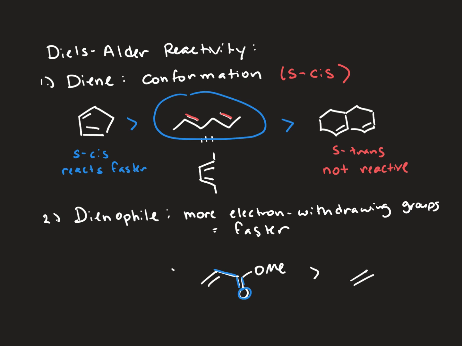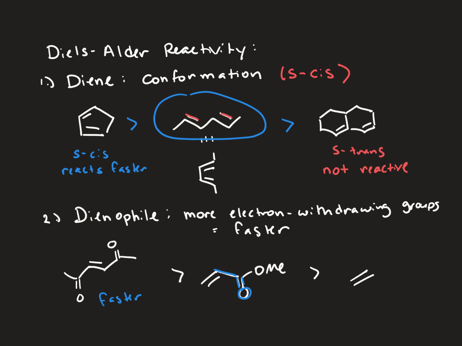If we wanted to make this react even faster, we'd add a second electron withdrawing group. Let's add a different one this time. So let's add a ketone. So we're adding a ketone to both sides. This reacts faster. So electron withdrawing groups make our dienophile react faster.